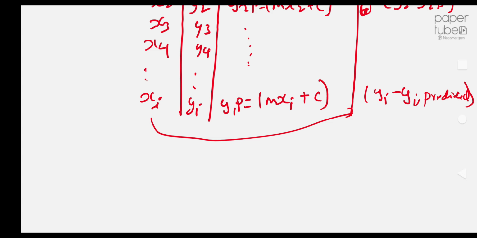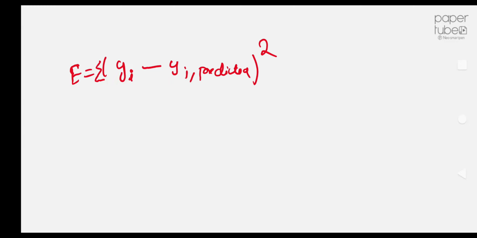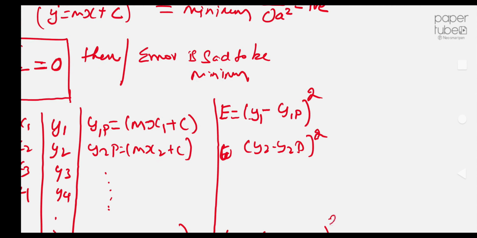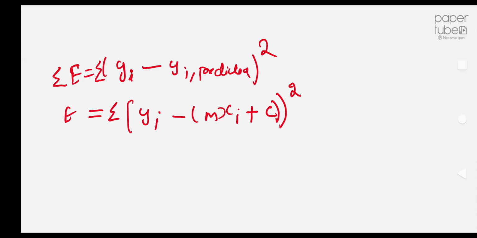So let's expand this equation. If we expand, it will look something like this. E will be equal to the summation of y of i minus y of i predicted, the whole square. Okay, in the previous table I forgot to put the whole square. So that's how we define the error function. The total sum will be equal to the summation of y of i minus y of i predicted, the whole square. So let's write this equation: this will be equal to the summation of y of i minus (m x of i plus c), the whole square. So this is how we define the error.